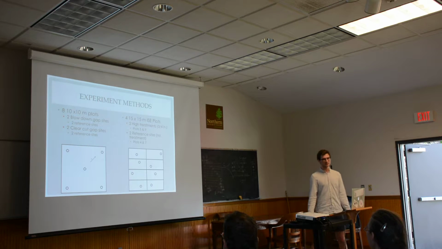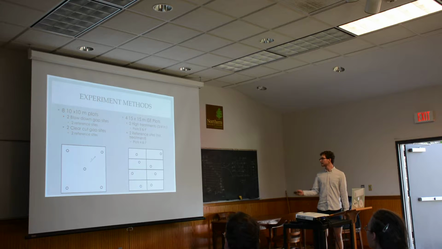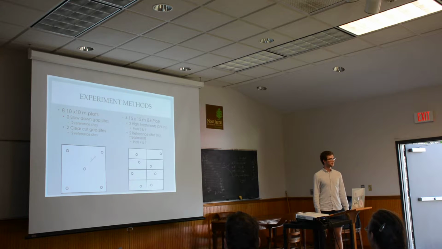For my experiment, I am a student with the ISE project, so I was incorporating that into my methods. There are 8 subplots in each ISE plot, and each of these little dots is a soil respiration collar, randomly located within each of the 8 subplots. I used only the high treatment plots and the control plots, just to have a more distinct canopy gap. And then I have 8 plots around the valley, with soil collars at each cardinal point, and then one in the center.